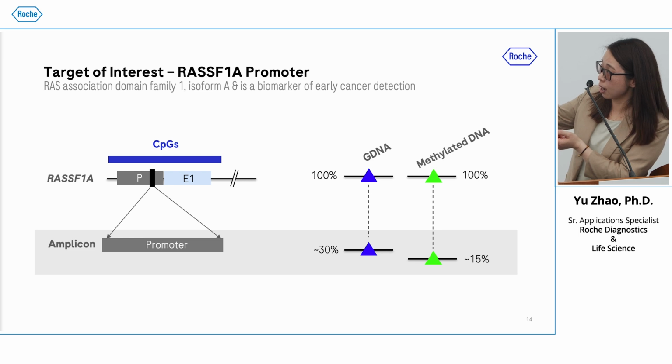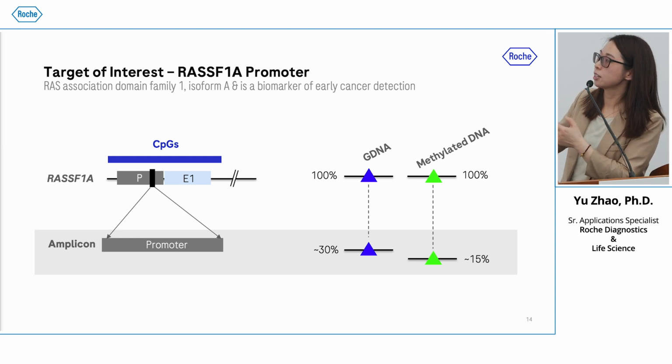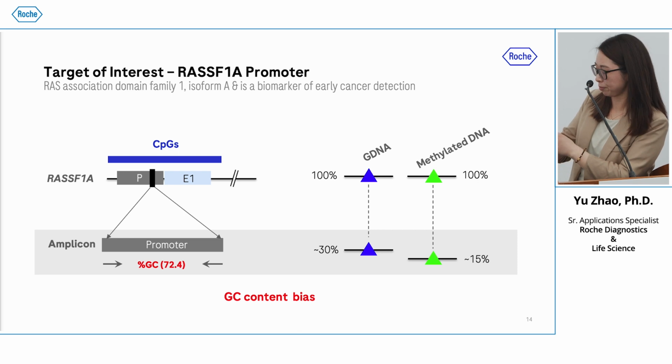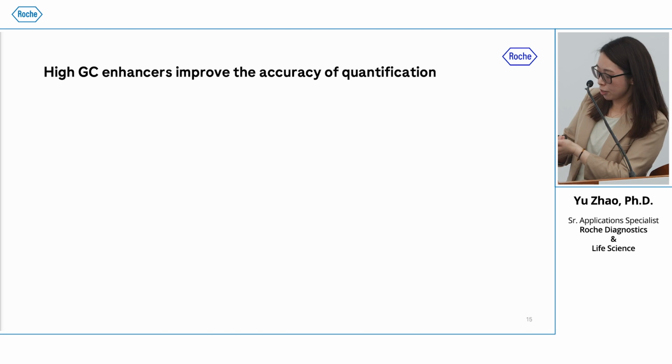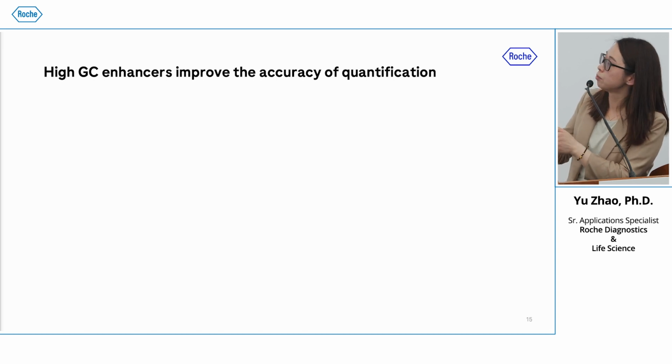the expected concentration when testing healthy human genomic DNA, and only achieved 15% when testing the methylated DNA positive control. After a while of troubleshooting, it was discovered that the problem stemmed from the high GC content in CpG regions, causing inefficient PCR amplification. So next, to overcome this challenge, several high GC enhancers were applied.